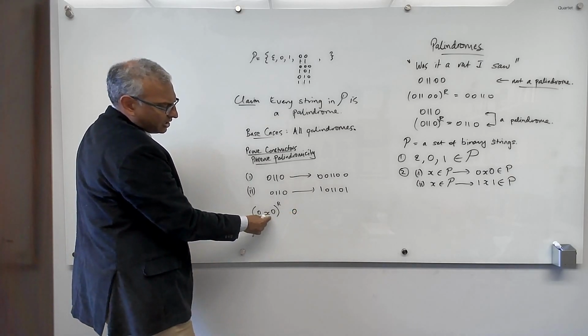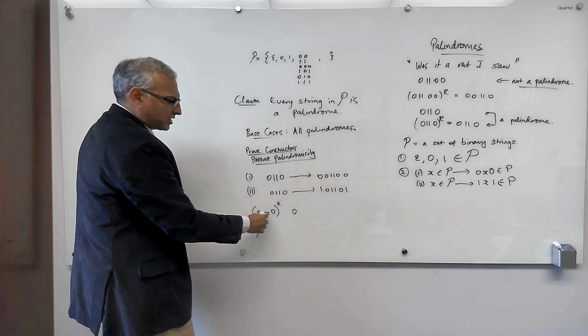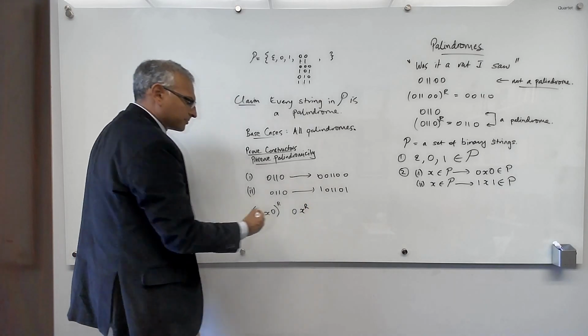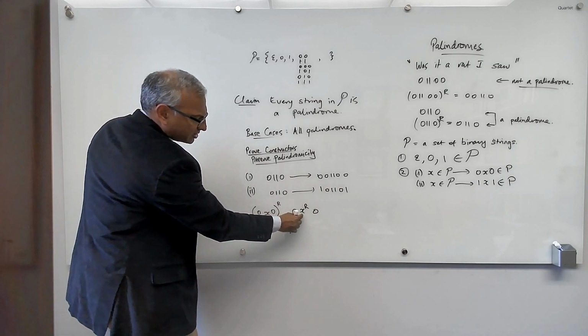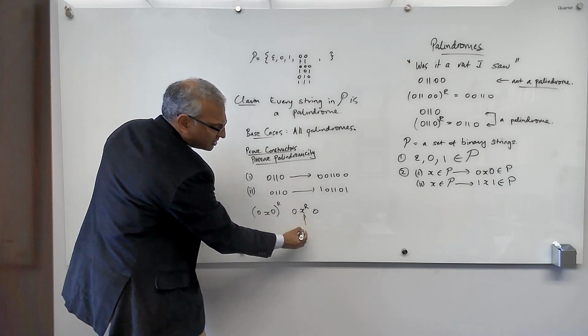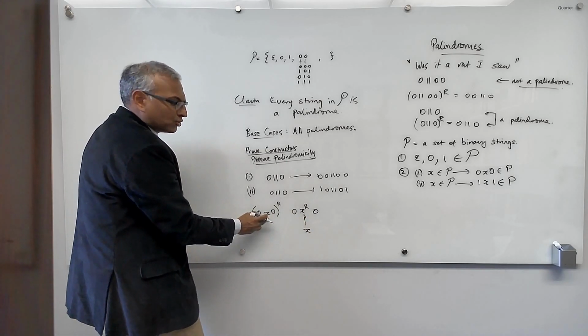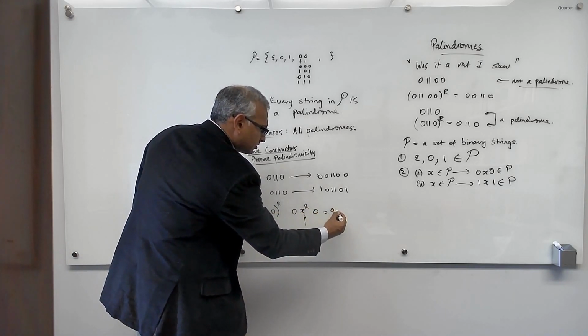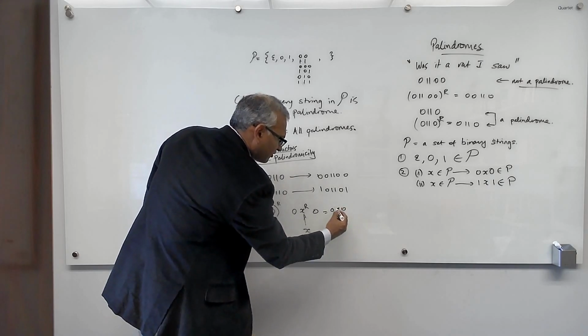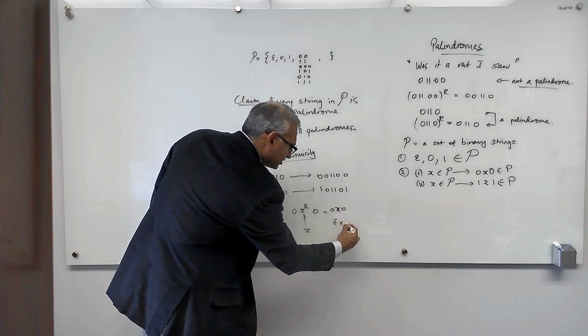Okay, now you start reading x from the back to the front. So that's just x reversal. And then you end up with a 0. But if you started with a palindrome, x reversal equals x. So this is just x. If you start with a palindrome, then the reversal is a palindrome. So this is 0x0 if x equals x^R.